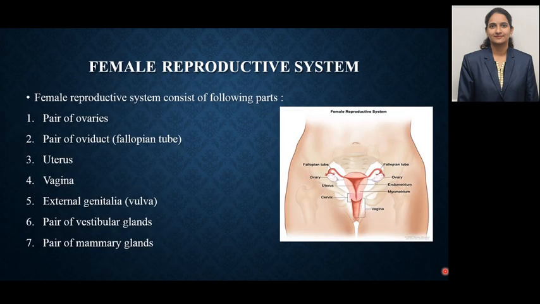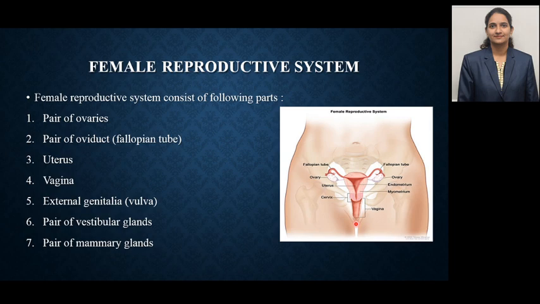First we will see the female reproductive system consists of various different parts. Out of that we are going to see in detail regarding the ovaries. Here you can see from this diagram, here is a pair of ovaries. These white structures are nothing but a pair of ovaries. Then a pair of oviducts. Fallopian tube is also called the oviduct. Then the uterus. This structure is the uterus, vagina and external genitalia.